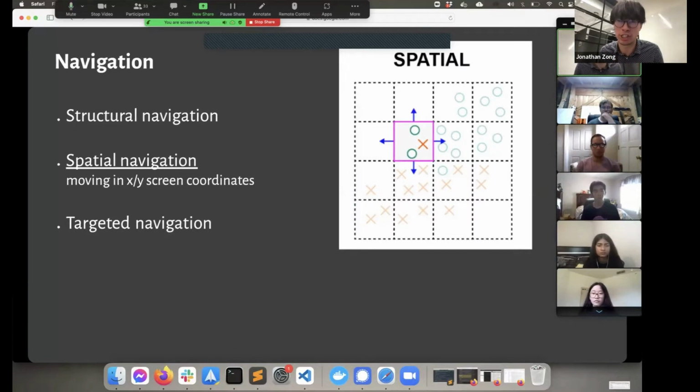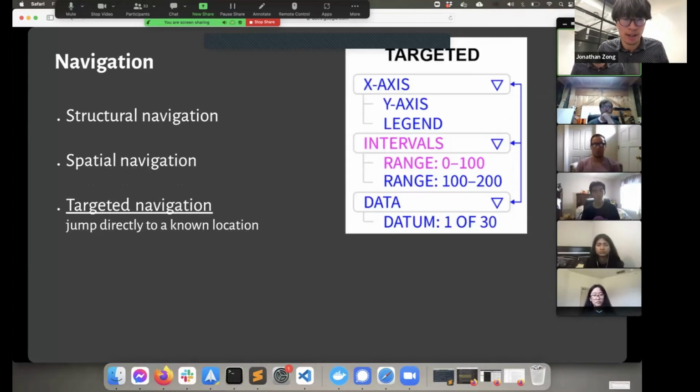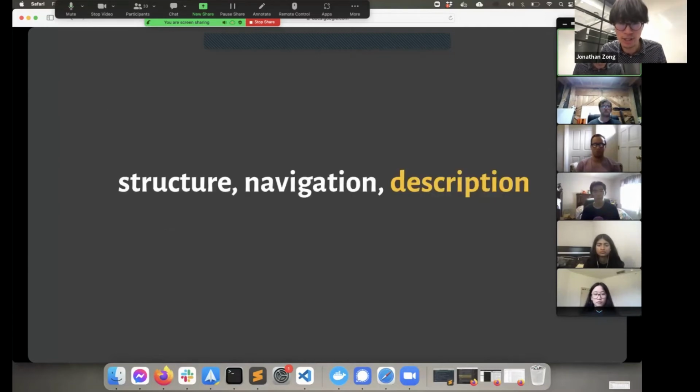We also had spatial navigation, which is what I was showing on the grid view with the WASD keys. This is moving up and down different squares on this grid, kind of like you're feeling around a tactile graphic, like you have a page in front of you. And then finally, we have targeted navigation, which is this idea of jumping directly to a part of the chart that you already know you want to go to, but don't want to figure out the path to get there. So, three different kinds of navigation.